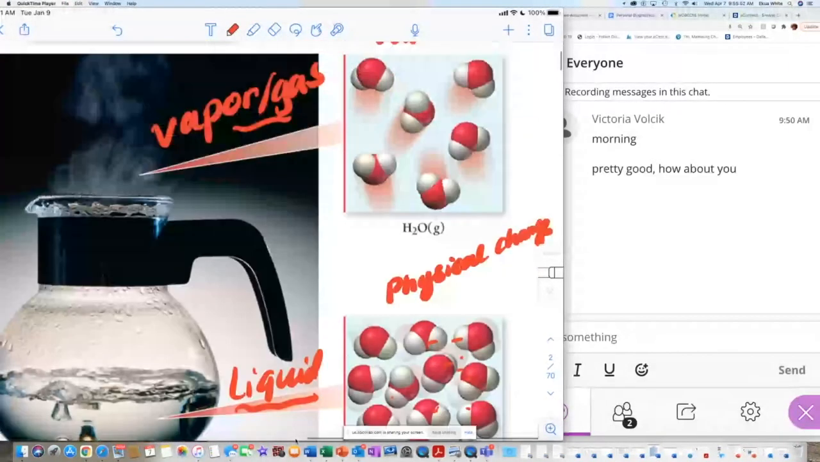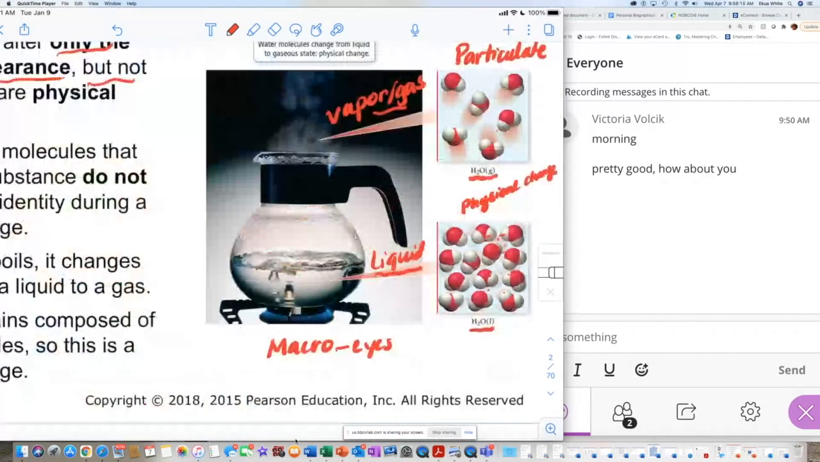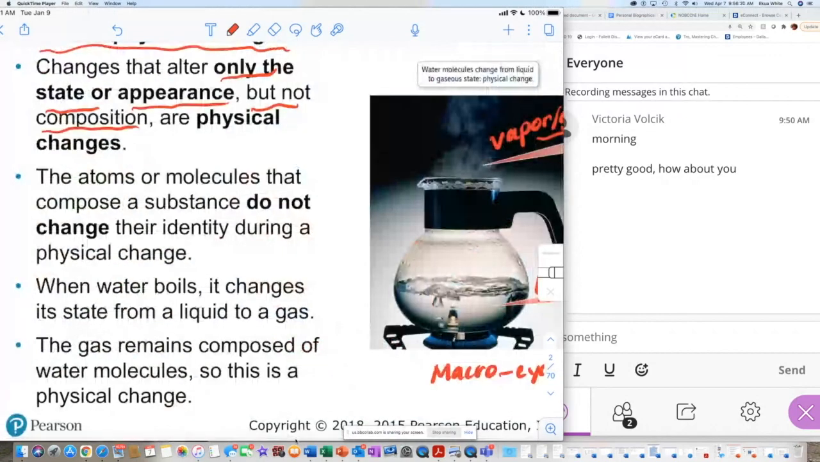So in the physical change, at the particulate level, the biggest thing that changes is the spacing of the molecules. And there's intermolecular forces too, but the spacing of the molecules. So some are very close together and some are far apart. Okay. In the gas state, the water molecules are far apart, but they're both still water molecules. You got H2O up here, H2O up here. The actual chemical, the composition of the chemical has not changed. So we're told here, atoms or molecules that compose a substance do not change their chemical identity during a physical change. So the chemical itself does not change, just the spacing changes.